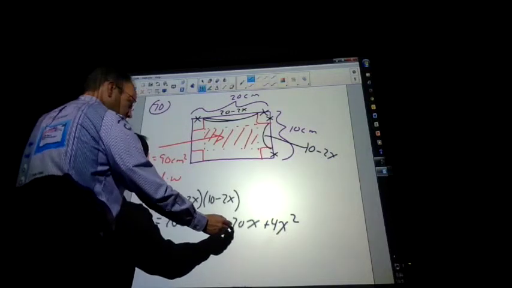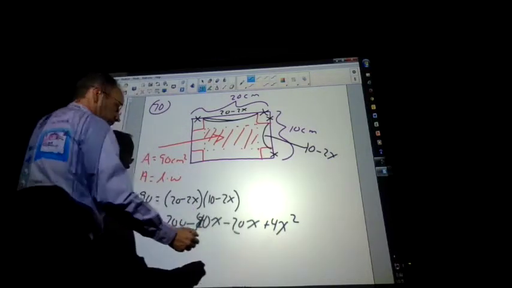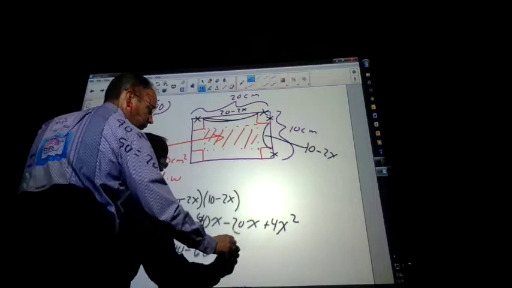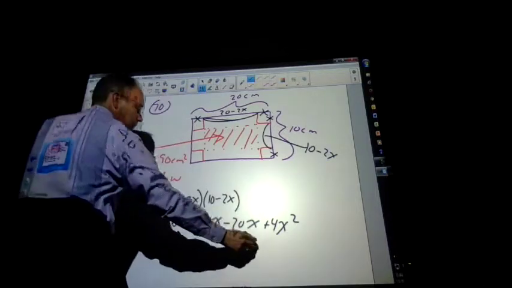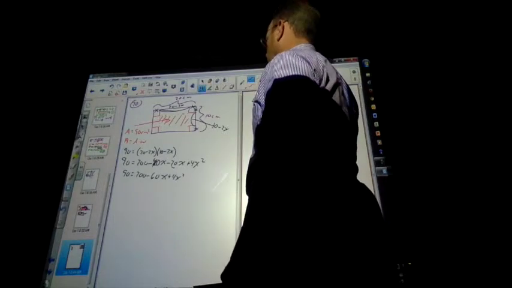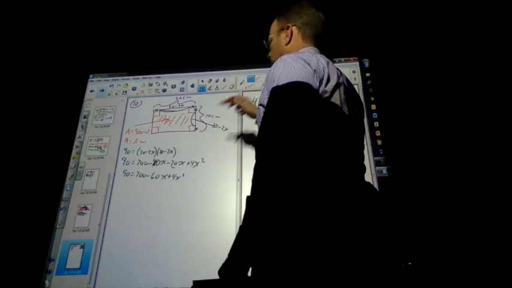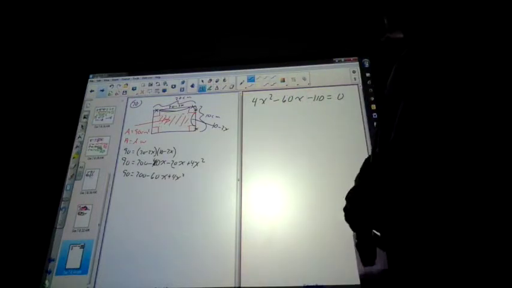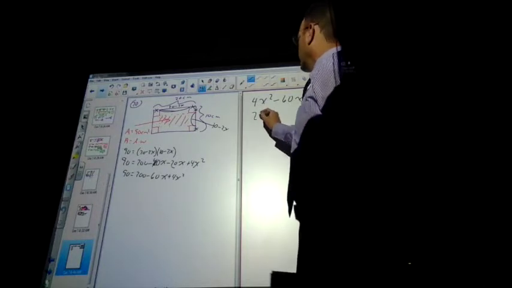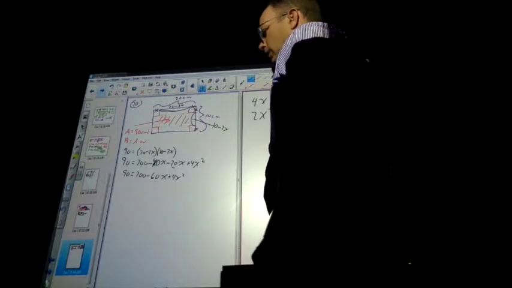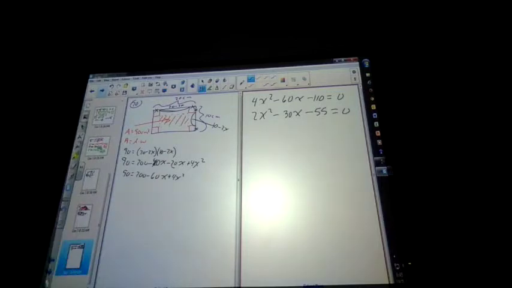I can't read my own writing. Is that 20x? So 90 equals 200 minus 60x plus 4x squared. That's going to give me 4x squared minus 60x. Move the 90 over by subtracting it, plus 110. Let's see. 2 will go into everything. I don't know if it's going to factor or not, is it?